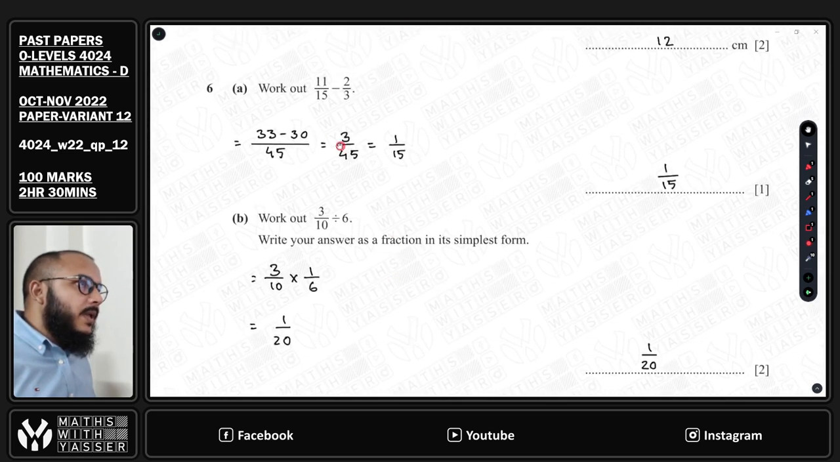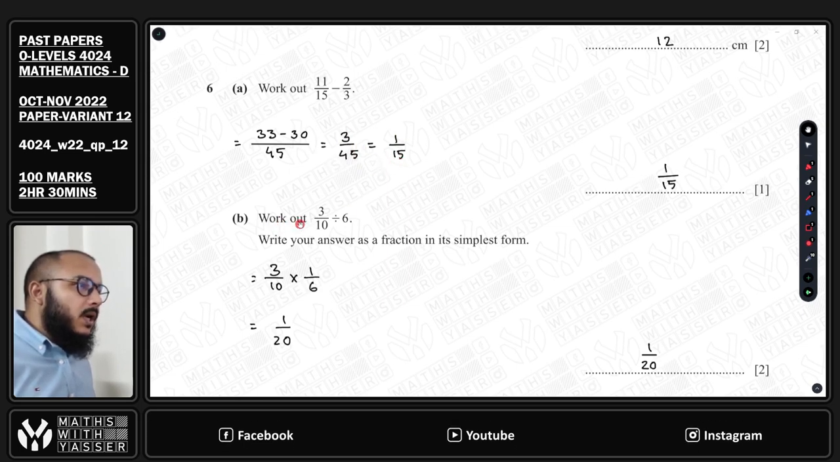Next question, we have work out 11 over 15 minus 2 over 3. So the LCM for 15 and 3 should be 45. Then 11 times 3 will give us 33, and 2 times 15 will give us 30. So it will be 3 over 45, and if we simplify, it will be 1 over 15. 3 times 1 is 3, and 3 times 15 is 45.